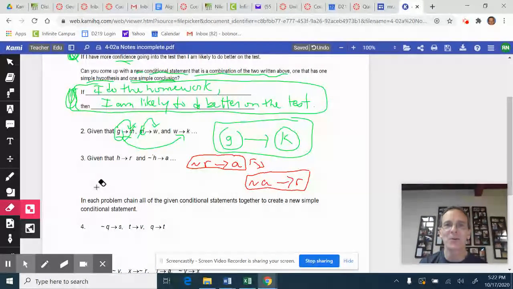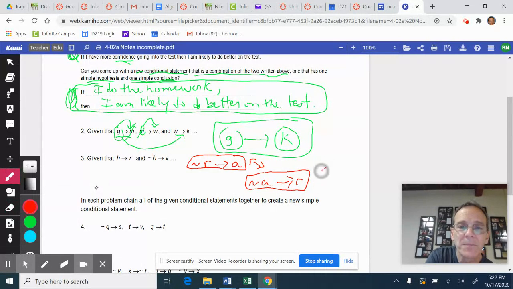There you go. I heard somebody say they are contrapositives of each other, right? What is the contrapositive of not R implies A? Well, swap them and take the opposite of both. You would get not A implies R, and that's that answer right there. These two are contrapositives of each other.